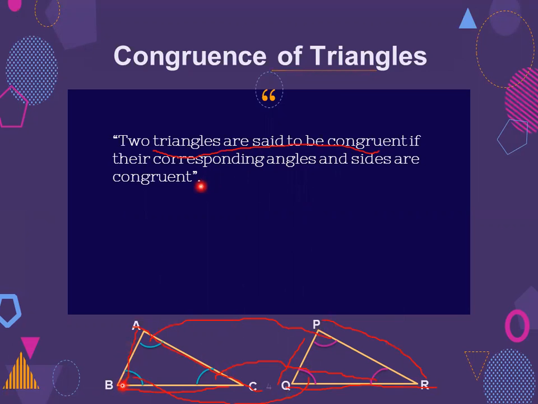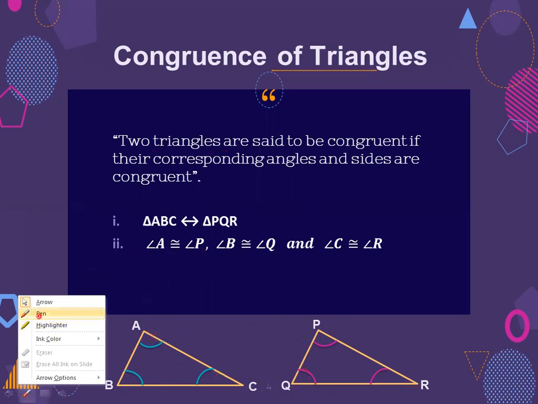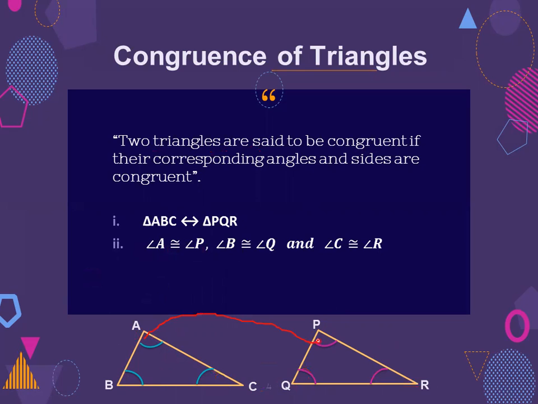So if their corresponding angles and sides are congruent, you will say that the given triangles are congruent. Congruent means equal. So if triangle ABC is corresponding to triangle PQR, what does it mean? It means angle A is congruent to angle P, as I have explained earlier. B will be congruent to Q, and similarly, C will be congruent to R.